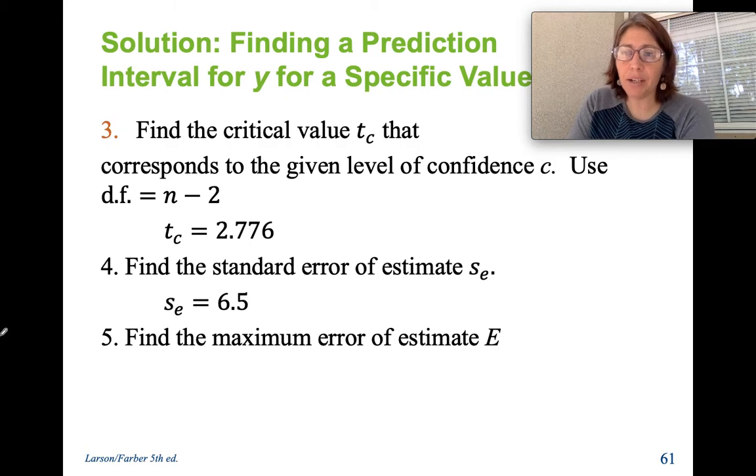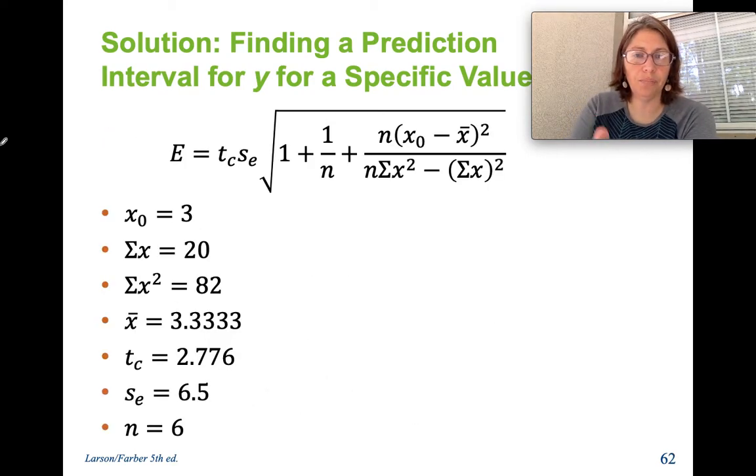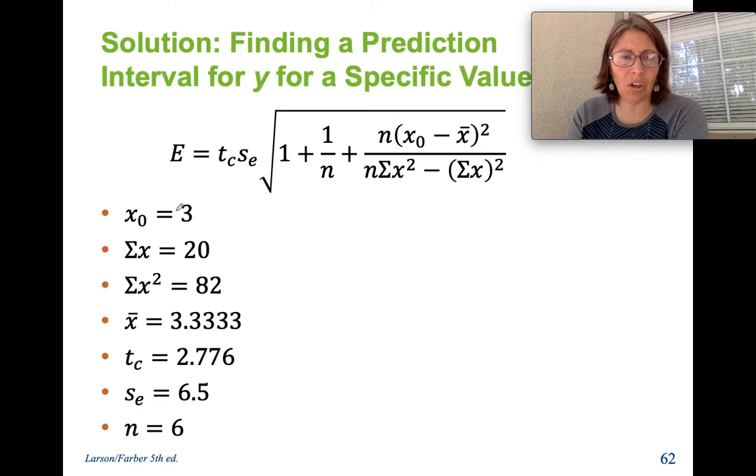Now we're going to find the maximum error of estimate. This is a big formula, but we have values for all of this now. We've written down t critical. We've written down SE. We've written down n. We know that x sub 0, that's always what's given to you in the problem, is 3. We wrote down x bar, the sum of the x squareds, and the sum of the x's. So here's the formula, and this is all the stuff that we wrote down. I'm just going to plug these numbers in here.